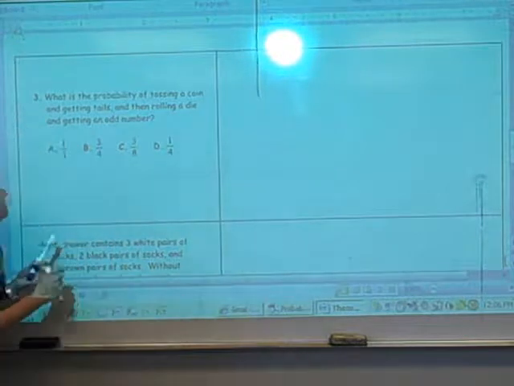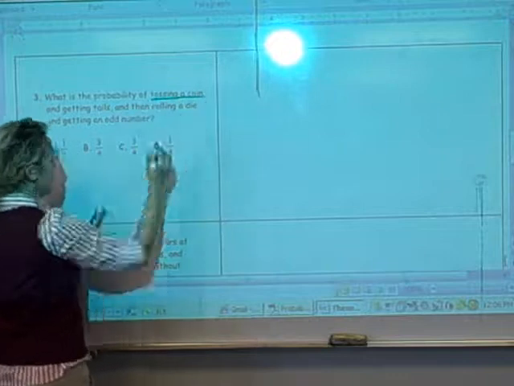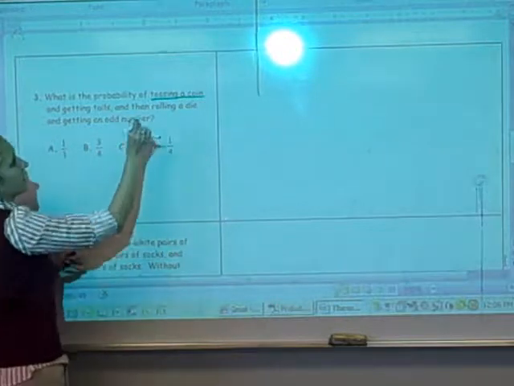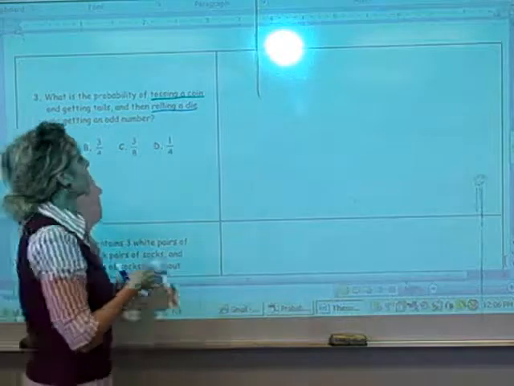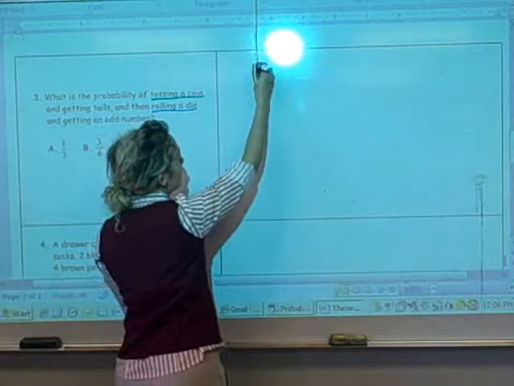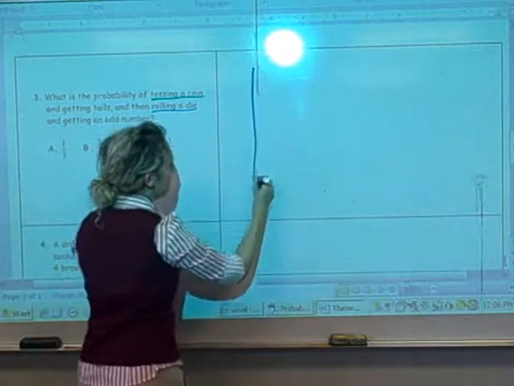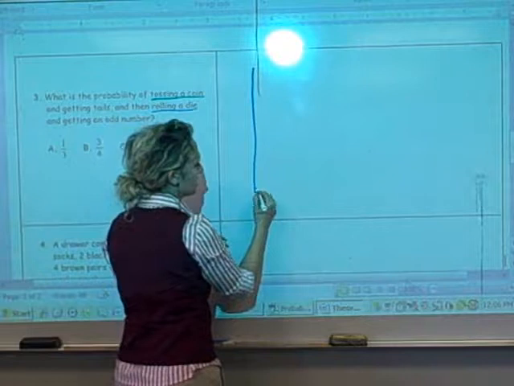So I'm going to look here and say the probability of tossing a coin and then rolling a die and getting an odd number. So I see that I had 2 things happening here. So I'm going to say one side is rolling a die, and then the other side is tossing a coin.